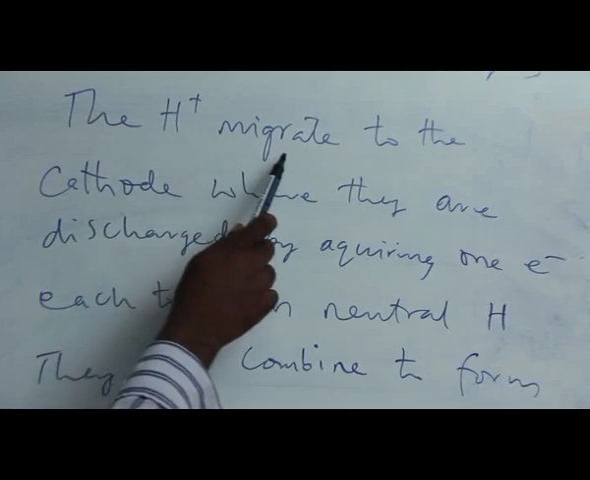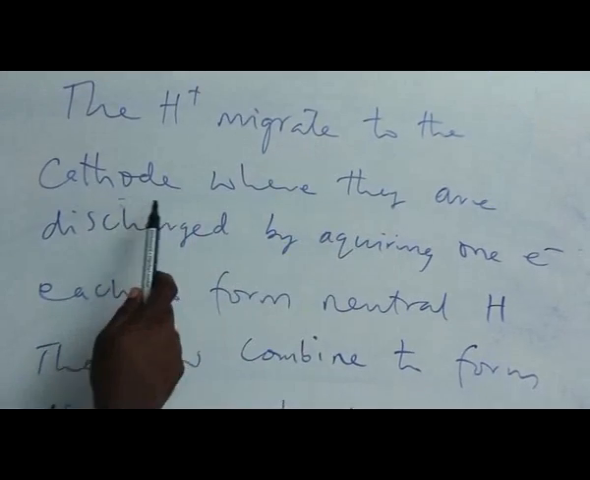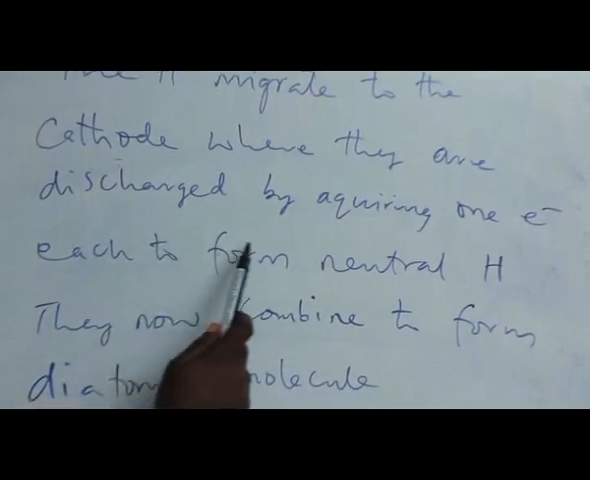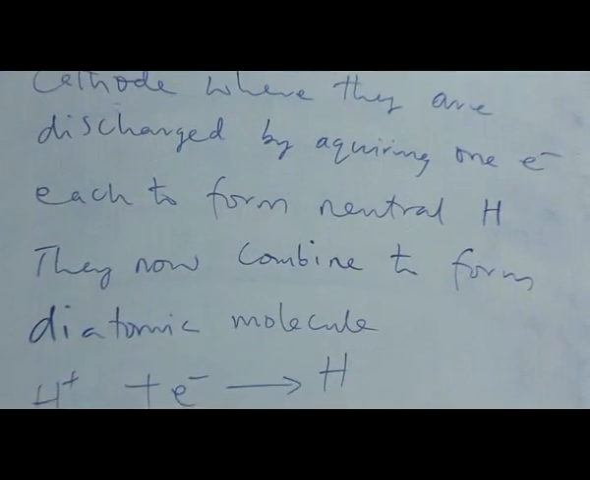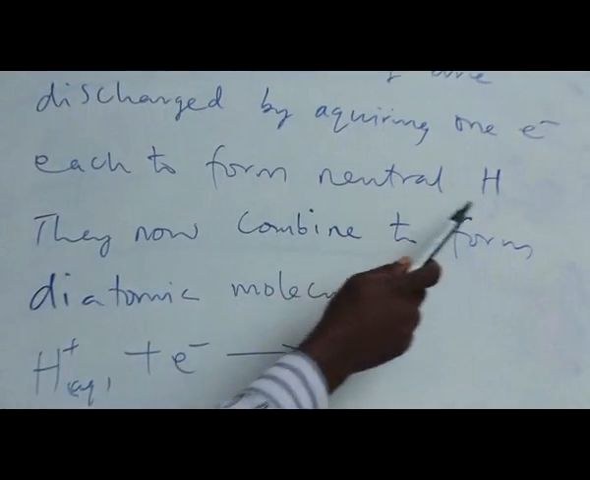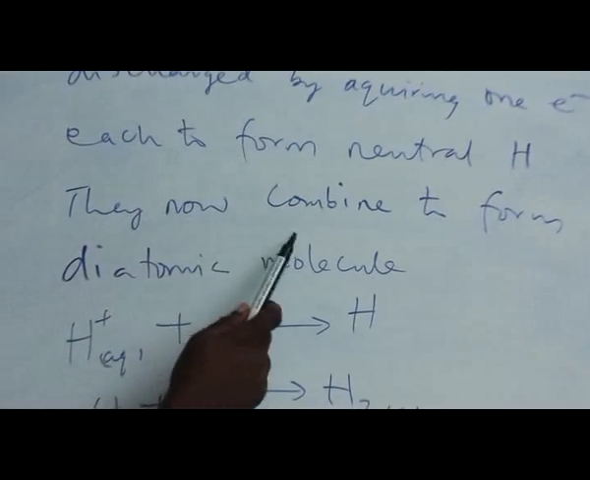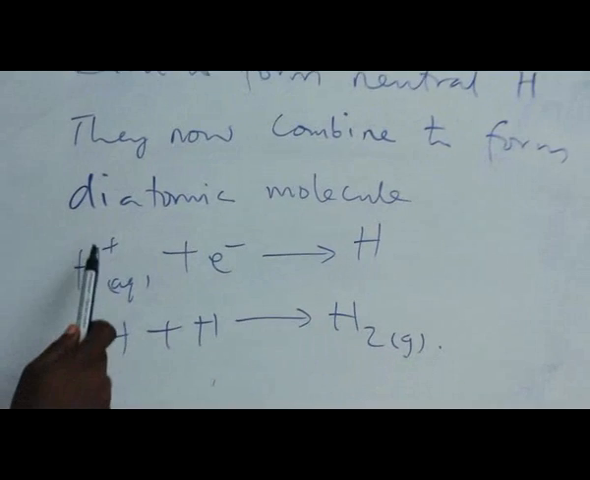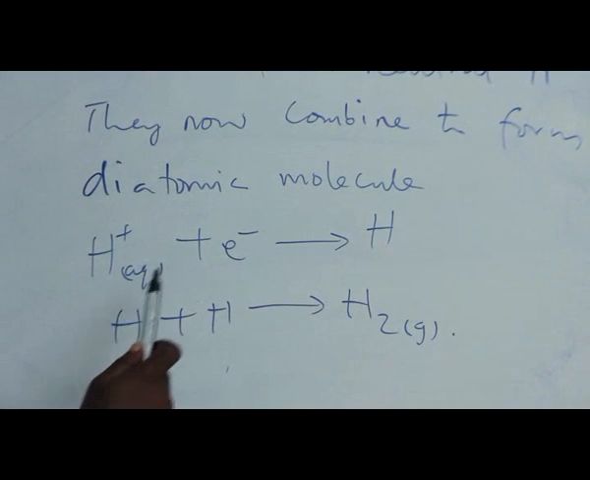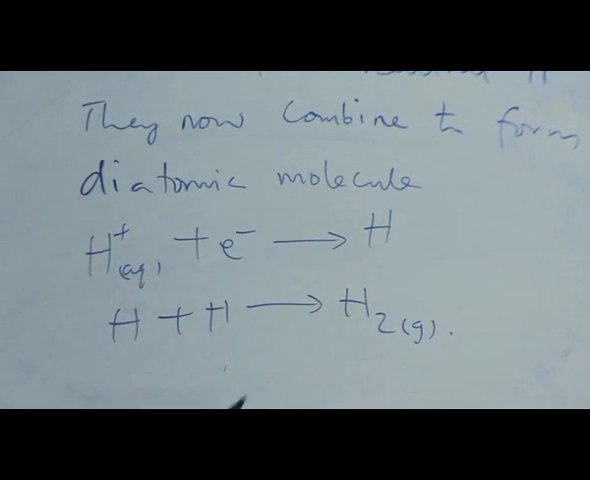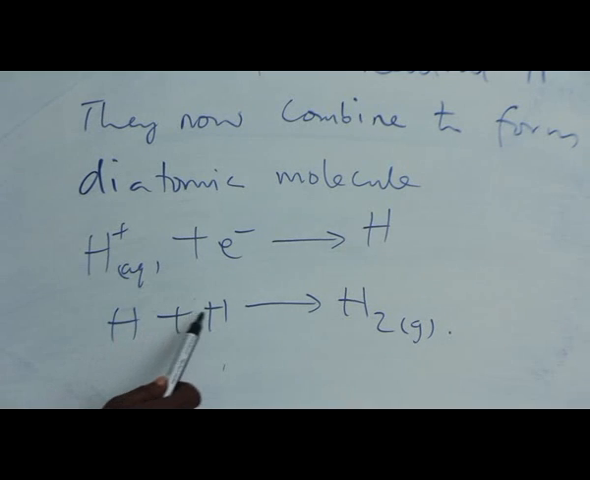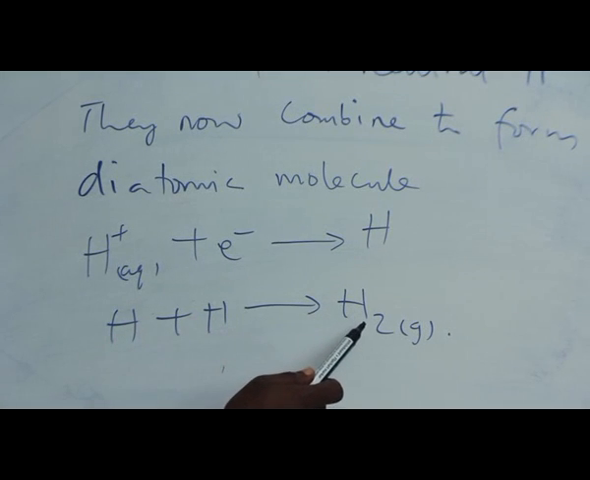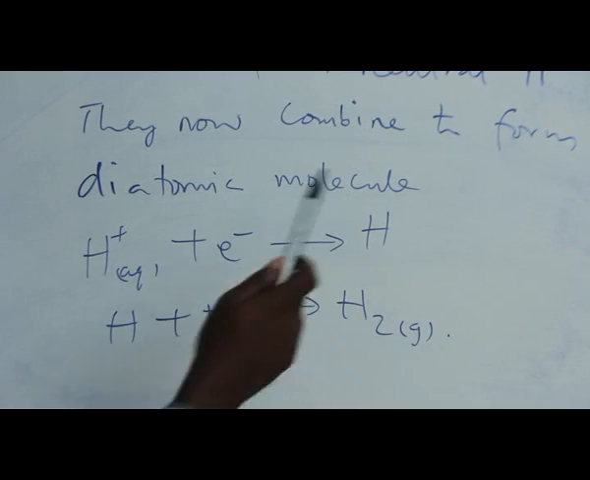The hydrogen ion migrates to the cathode where they are discharged by acquiring one electron each to form neutral hydrogen. They now combine to form the diatomic molecule. Hydrogen ion gains an electron to form hydrogen. Hydrogen combines with hydrogen to form hydrogen molecule, which is a gas.